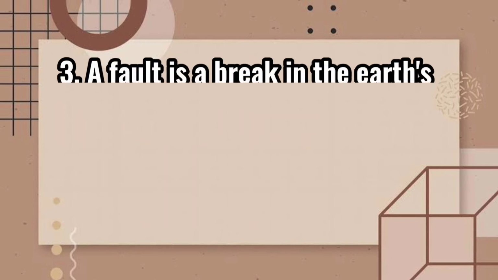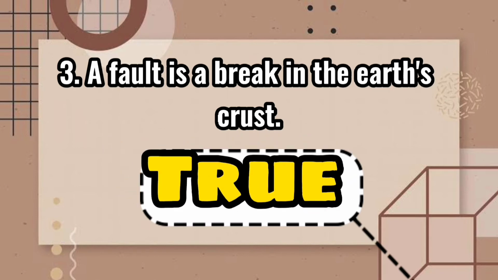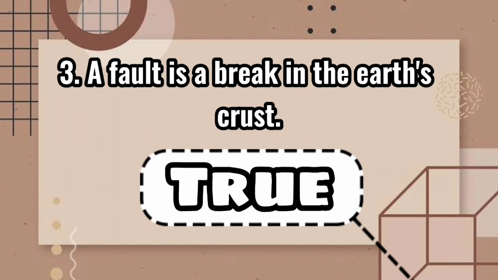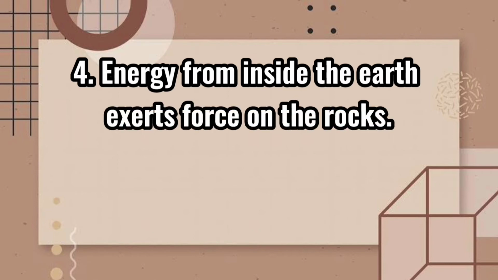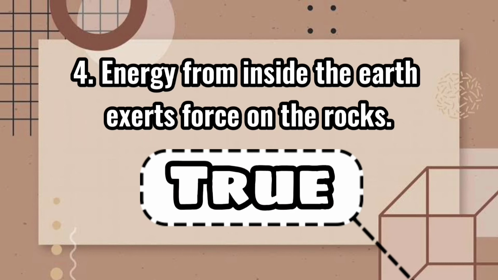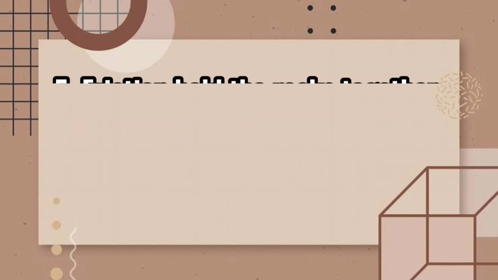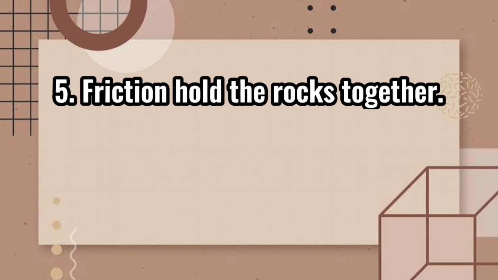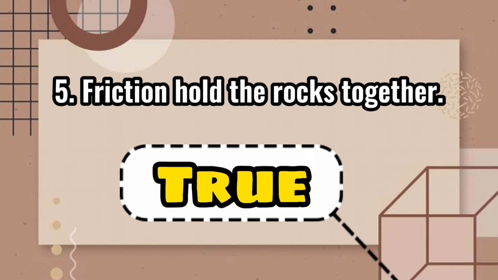Number 3. A fault is a break in the Earth's crust. Correct. You answered true. Number 4. Energy from inside the earth exerts force on the rocks. Very good. The answer is true. Number 5. Friction holds the rocks together. If you answered true, very good.